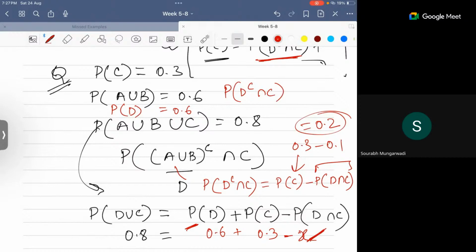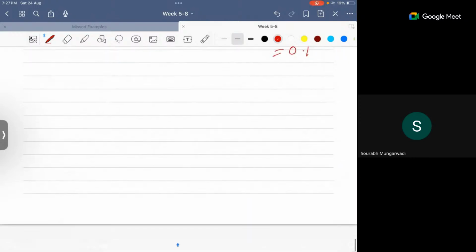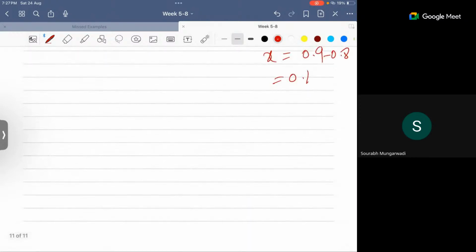If there is no doubt, let's move to the next part. Venn diagram, I hope this is clear. Are you aware of disjoint sets? What do you mean by a disjoint set?